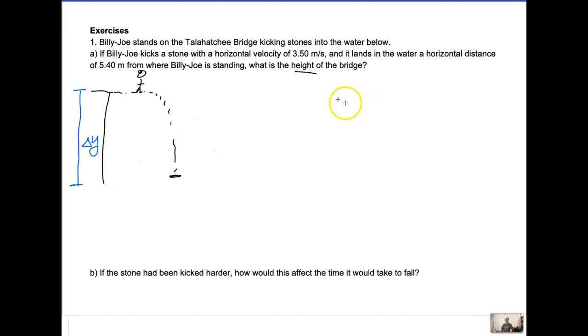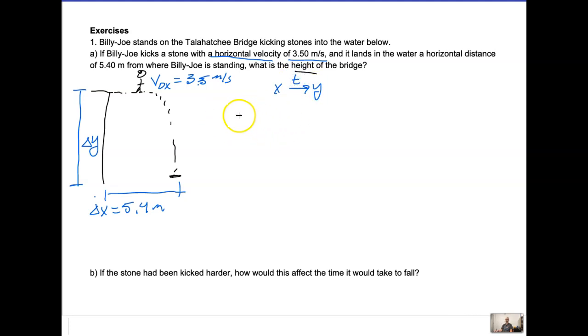The things that they give us, so let's look. It has a horizontal velocity of 3.5 meters per second, so that is Vx original, the original speed in the x, 3.5 meters per second. They also tell us that it goes from left to right 5.4 meters. So notice everything we have is in the x direction. We want something in the y direction. So I know that if I want to go from x to y, the bridge between the two is finding the time. So let's find the time.